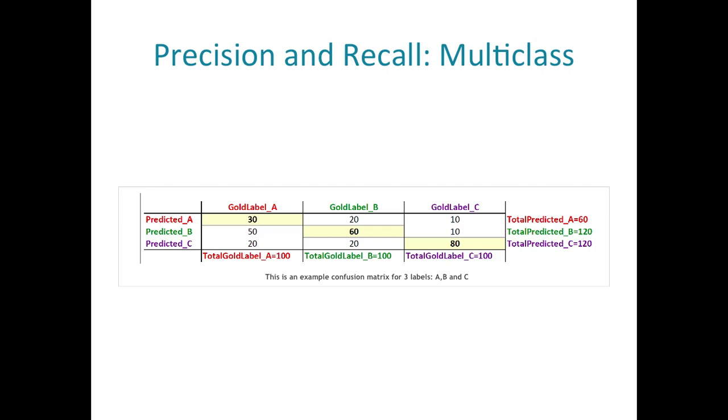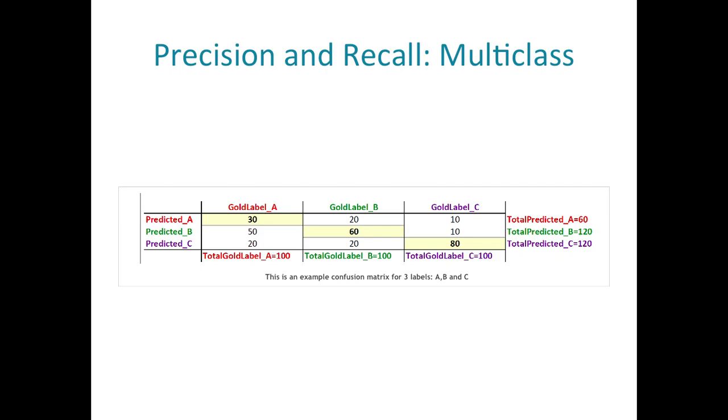The totals are representing two different points of view. The total gold labels represent the total known classes that we have, so we have 100 samples with label A, 100 with label B, and 100 with label C. The total predicted represents the number of samples that our classifier outputs as being A, B, or C. So we have 100 samples in our dataset that have label A, but our classifier is only determining that 60 samples have class A. Or, for example, we have 100 samples that have gold label C, and our classifier is able to capture 80 of those.